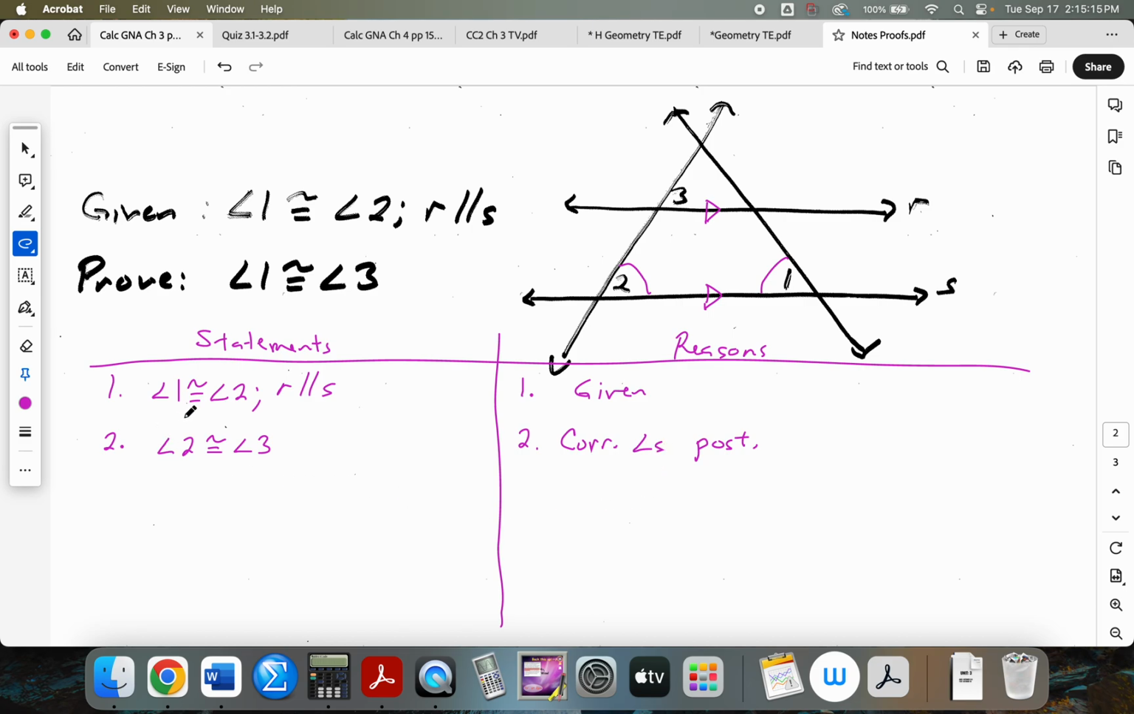Well, now look, if angle 1 is the same size as angle 2, and 2 is the same size as angle 3, what should be true about 1 and 3? They've got to be congruent. If 1 and 2 are congruent to each other, and 2 and 3 are congruent to each other, well, then 1 and 3 have got to be congruent to each other. This is angle 1 is congruent to angle 3. This is called substitution. And it's a property.